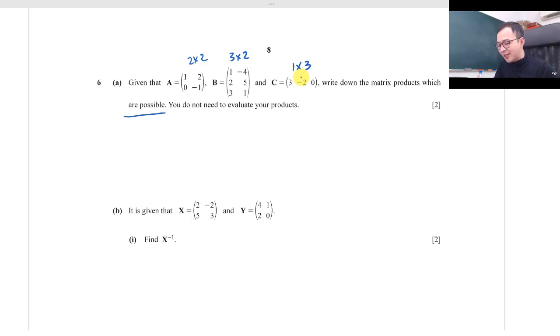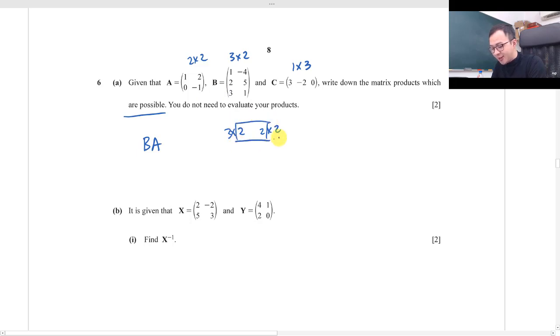Alright, in order to multiply them, the middle term must be the same. So like BA is possible, because B is 3 times 2, A is 2 times 2. Do you see the middle term is the same? As long as the middle term is the same, then we can do the multiplication. So BA is possible, and we know CB is possible. Yeah, I guess only these two.